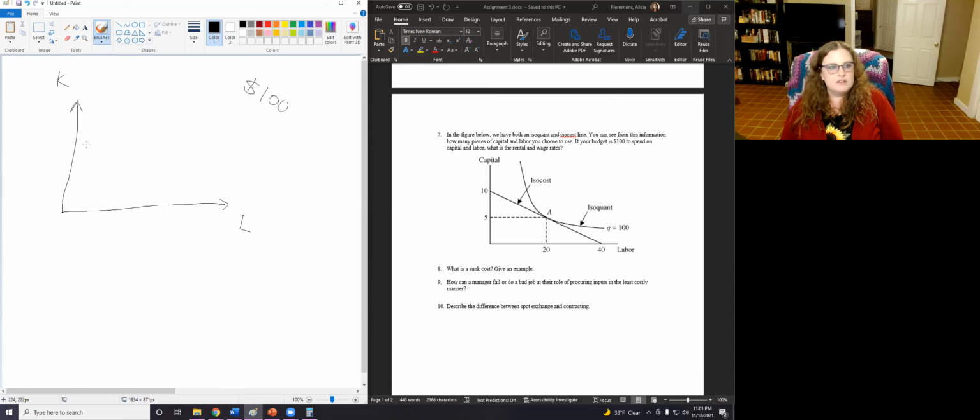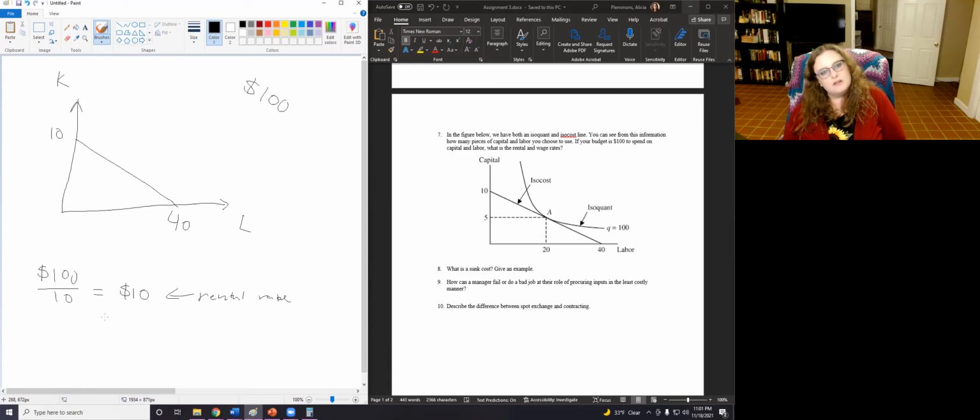Well, we know in this budget, or in the isocost curve, that if we spend our money only on capital, we can afford 10 capital. And if we spend our money only on labor, we have 40 labor. So if we spend our money only on capital, we can afford 10 capital. Then that means that the rental rate is going to be this $100 divided by the 10 that we have. This gives us $10. This right here is going to be our rental rate.